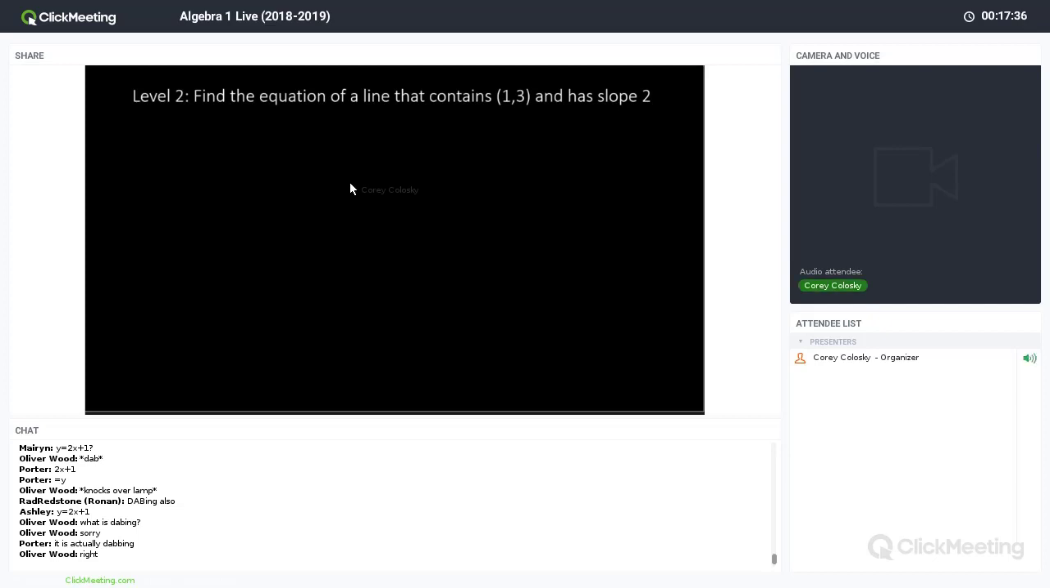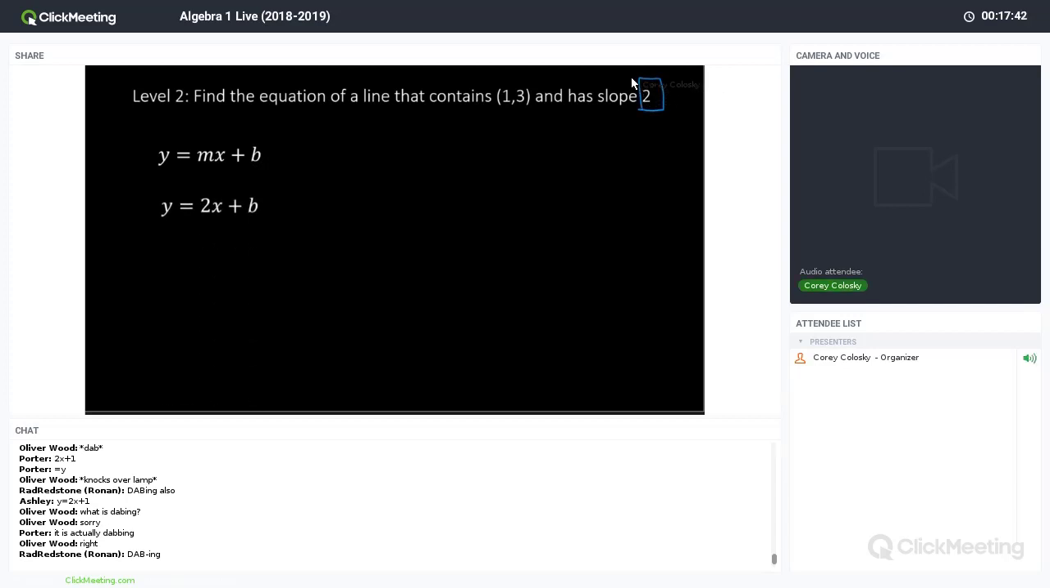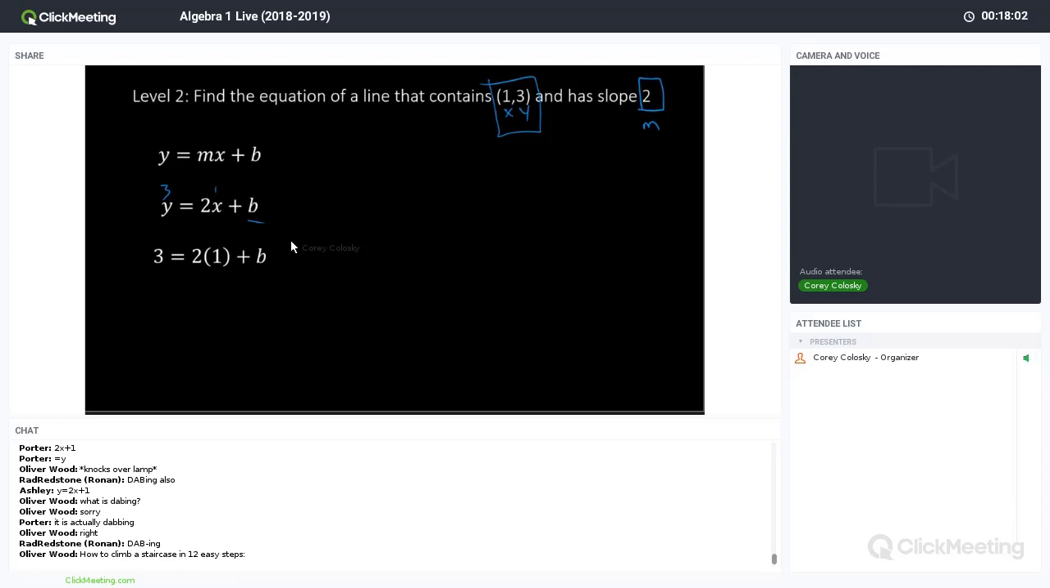So again, we're going to use our slope-intercept form, y equals mx plus b. We know m is 2, so we can plug that in right away. M is the slope. Okay, so the question comes down to what is b? So we can find that by plugging in an x and a y from this point to figure out what b is. So plug a 3 in for y, plug a 1 in for x. So we have 3 equals 2 times 1 plus b.